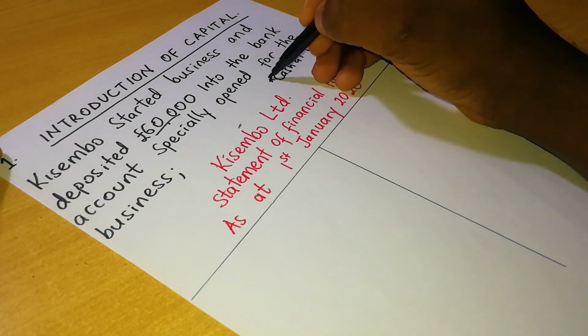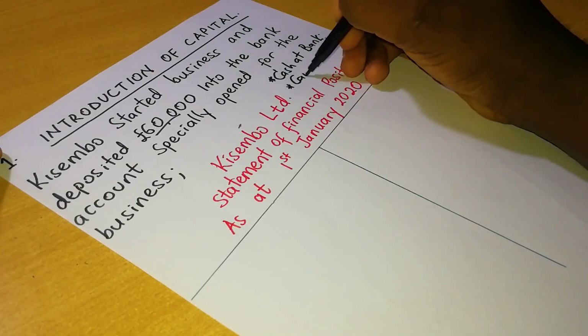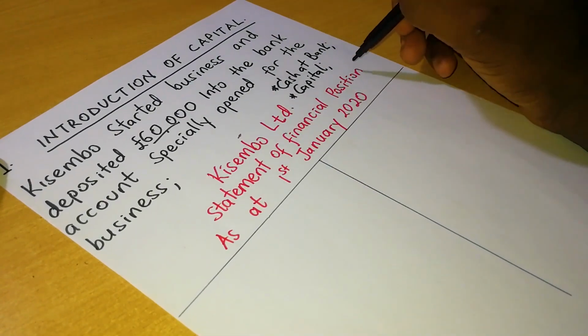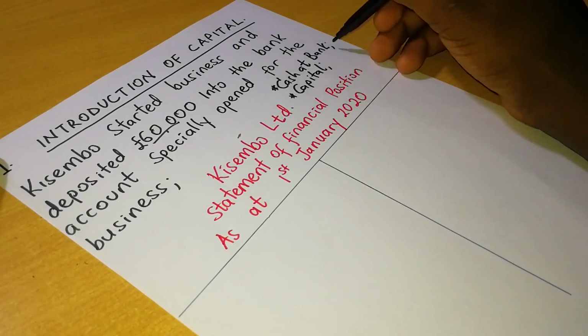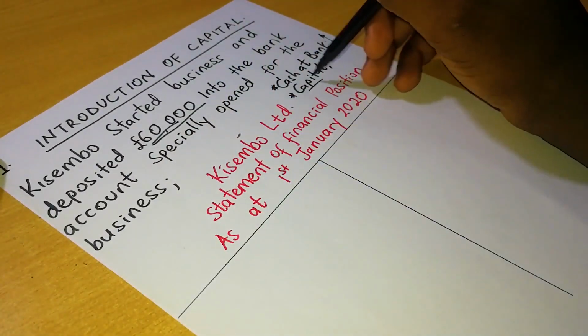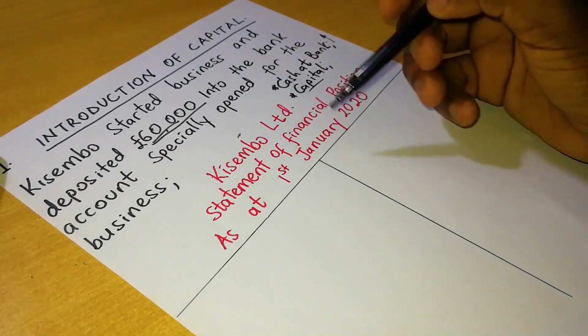Cash at bank was affected, and also capital. So what is going to happen here is that cash at bank is going to increase by 60,000, and also capital increases by 60,000. So now this is our balance sheet.